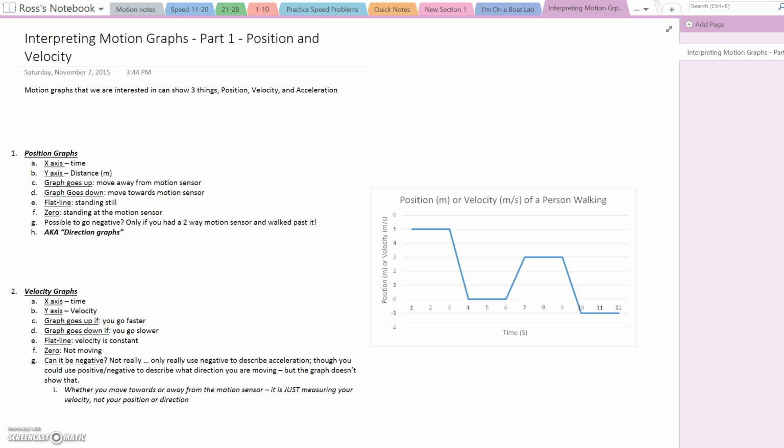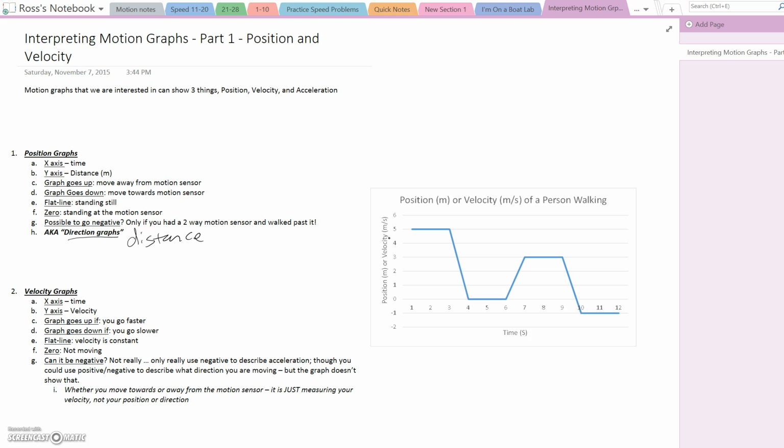So a position graph is also known as a direction graph or a distance graph. Those three words, position, distance, and direction, all kind of work together when we're talking about a position graph. This was the first graph that we worked on in that lab. This one looks a little bit different than what we saw in lab. It says position or velocity, meters per second, of a person walking, and the y-axis has both position and velocity.